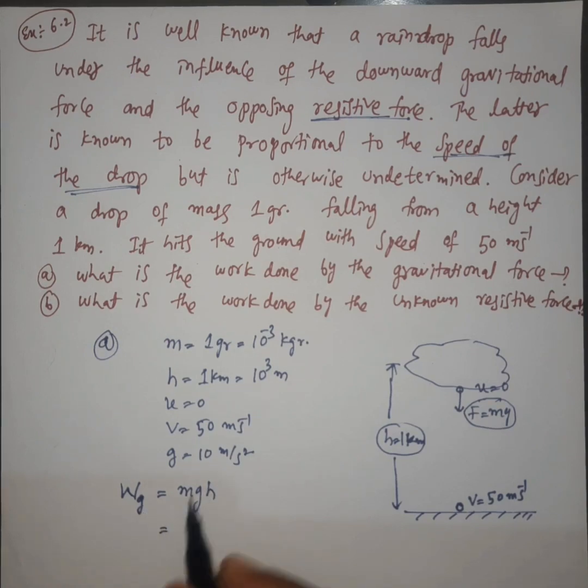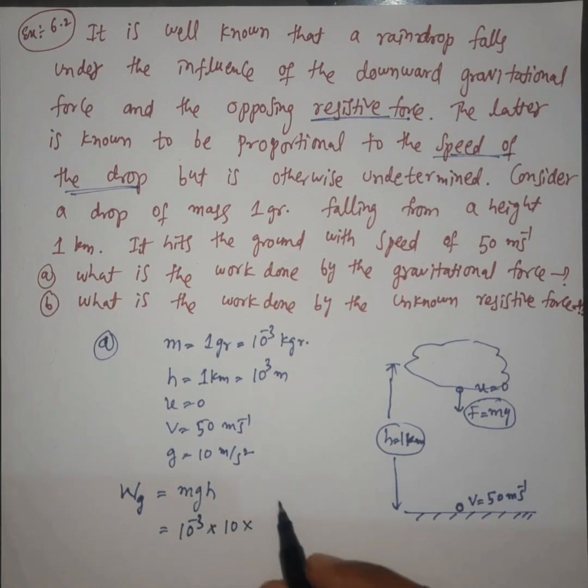So m is given, it is 10 to the power minus 3. g is a known value, that is 10. h is given, it is 10 cube. Finally, 10 to the power minus 3 into 10 cube: minus 3 plus 3 gives 10 to the power 0, which is 1. 1 into 10 is 10 joules. So the work done by the gravitational force is 10 joules.